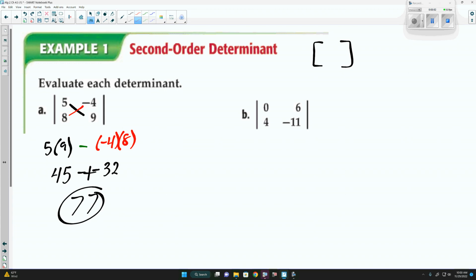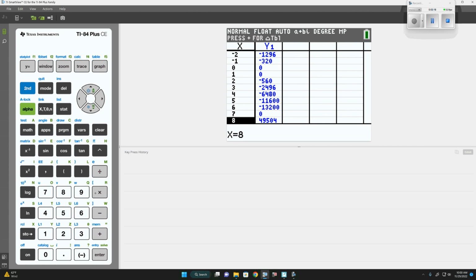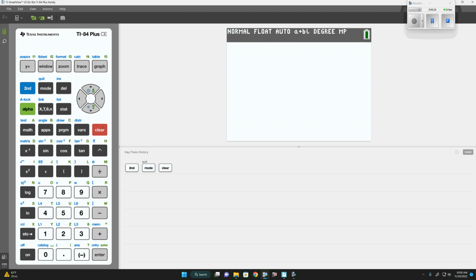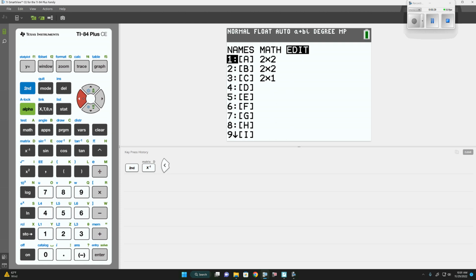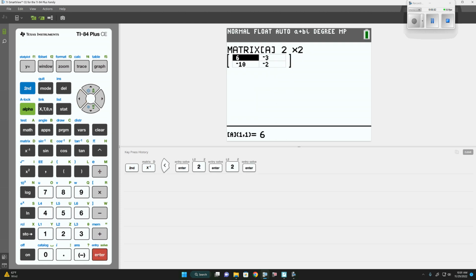Now we can do these in the calculator. The graphing calculator will do these for us. But I don't see that this is as big of a time saver or as nice with 2 by 2s. Because for us to plug this in, we'll need to go second matrix over to edit. So 2 by 2. And the one we just plugged in was 5, negative 4, 8, and 9. So we'll have to plug the matrix in.